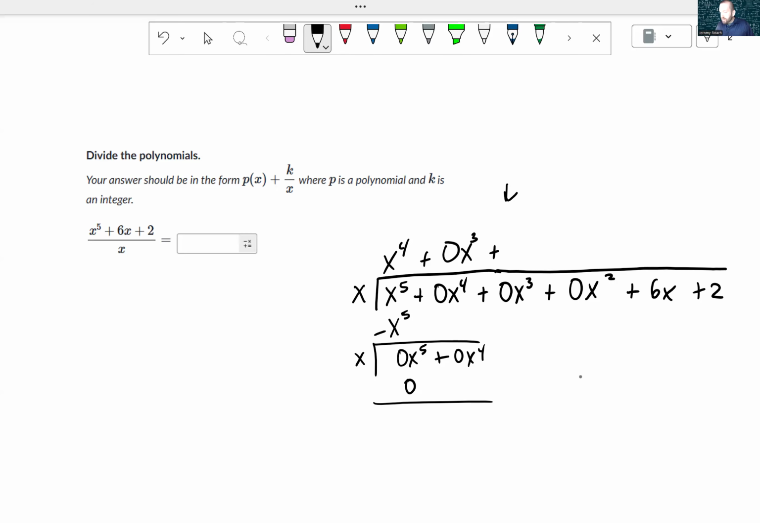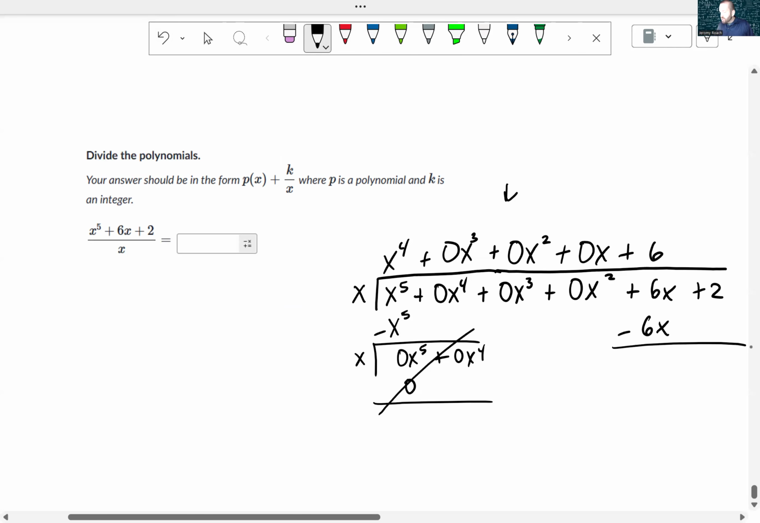Basically, if we get through all these zeros, this ends up being 0x squared plus 0x. Now I'm just skipping ahead with the long division, and now we're to the 6x. So 6x divided by x is 6. And that leaves us with, we would put the 6x down here and subtract. We get 0x. 6x minus 6x is 0x. Bring the 2 down like that.